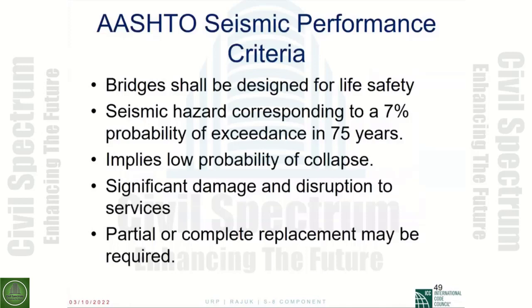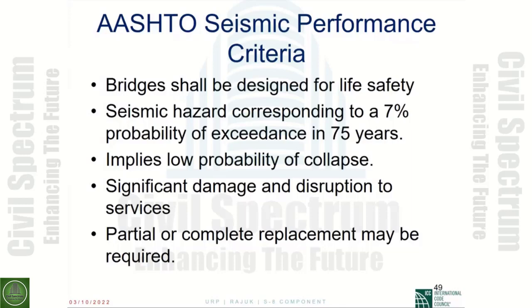Let's talk about the seismic performance criteria. According to AASHTO, we are designing for life safety. That means that we are not designing for serviceability or for limited damage of the bridge. We really worry about life safety. We design for a seismic hazard, as I'm going to talk about later on, for a 7% probability of exceedance in 75 years. Why 75 years? This is the AASHTO defined lifespan of a bridge. That's how they have decided it will be 75 years.